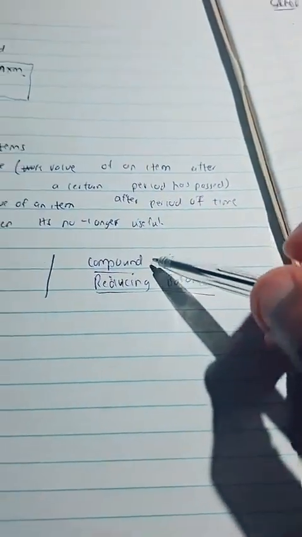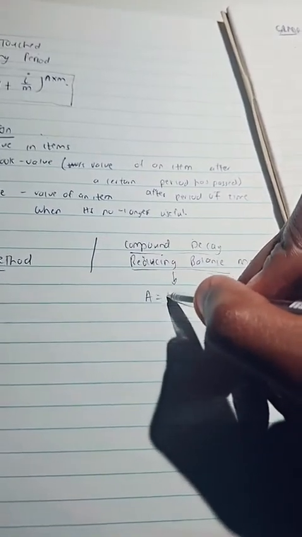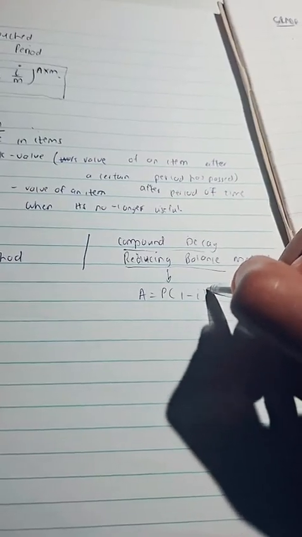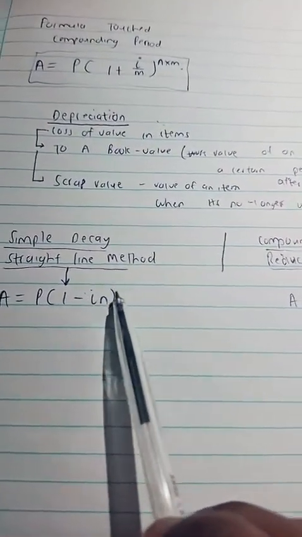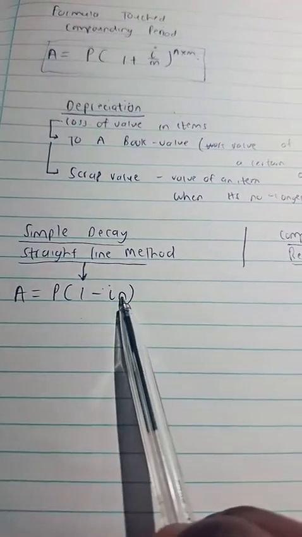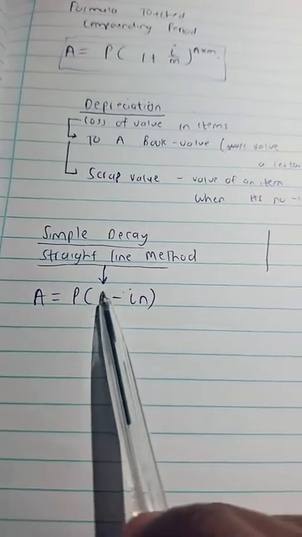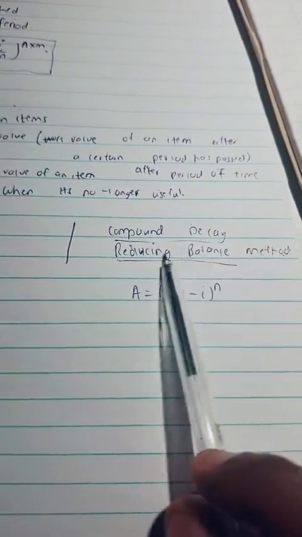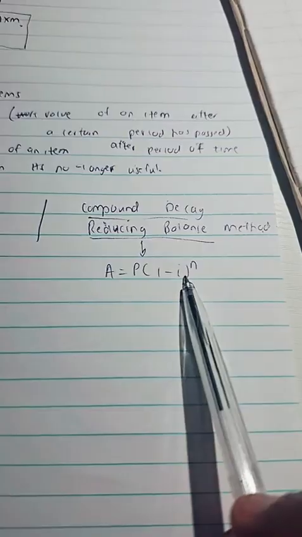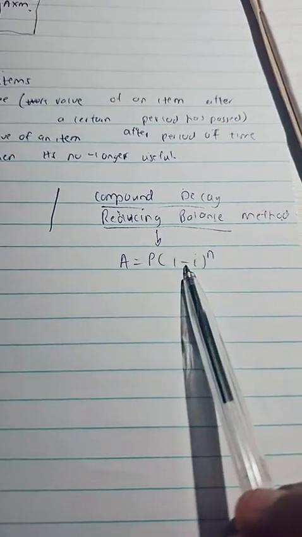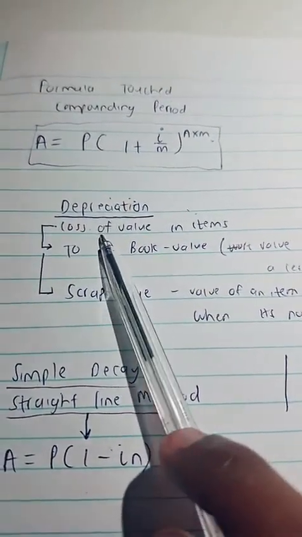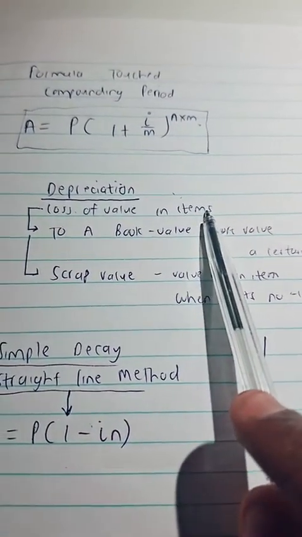as opposed to the reducing balance method or compound decay formula, which is A = P(1 - i)^n. Now, the only real big difference between simple decay and compound decay is that this one, like simple interest, has i × n, but because it's decay, there's a negative sign, not a plus sign. Compound decay or reducing balance method has 1 minus i, in brackets, to the power n. Unlike compound interest, it doesn't have a plus, it has a minus. And this has to do with items that are losing their value over a period of time.